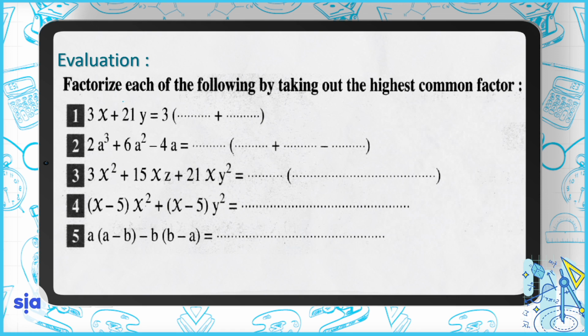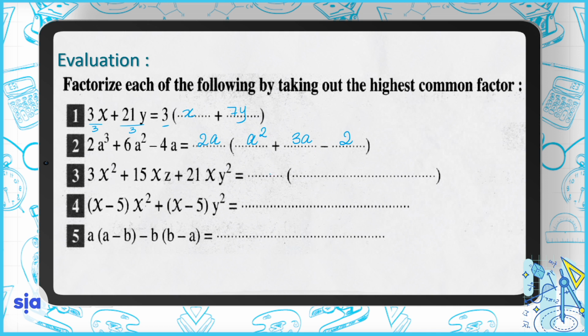In this question, the question wants me to factorize by taking out the highest common factor. So, to complete question 1, the highest common factor is 3. If you divide every term by 3, here it will be x, and then divide this by 3, this one will become 7y. Question 2, the HCF will be 2a, so we take it outside, and then we divide 2a power 3 by 2a, which is a squared. We divide 6a squared by 2a, which is 3a. We divide the negative 4a by 2a, so it is negative 2.